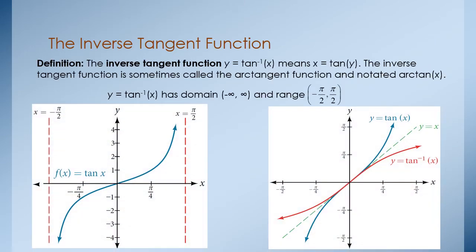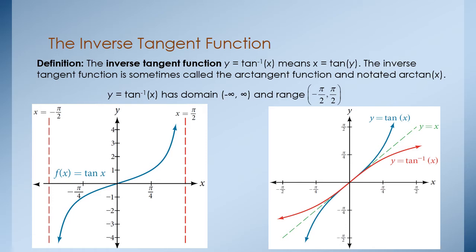And here's our formal definition. The inverse tangent function, y equals tangent inverse of x, means that x is equal to tangent of y. The inverse tangent function is sometimes called the arctangent function, and it's notated by arctan of x. So y equals tangent inverse of x has a domain of negative infinity to positive infinity, and has a range from negative pi over 2 to pi over 2. And you might recognize this as being similar to the sine function.